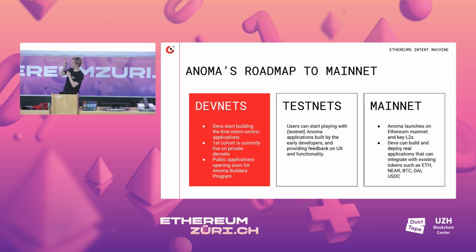Yeah, we just launched DevNets a couple of weeks ago. If you're a builder and you're interested, hit us up. The entire software is open source, so please check it out. It's also written in Elixir, which is way more fun to write than any other language. If you haven't checked out that language, please check it out. And then testnets are, I think, coming in the next couple of weeks, a public testnet, and then mainnet towards the middle of this year.